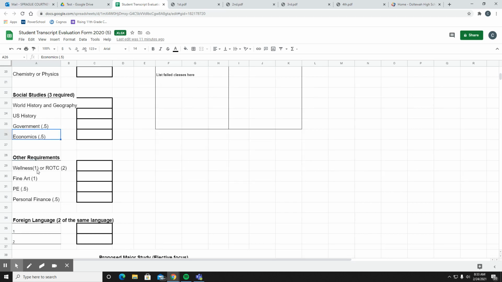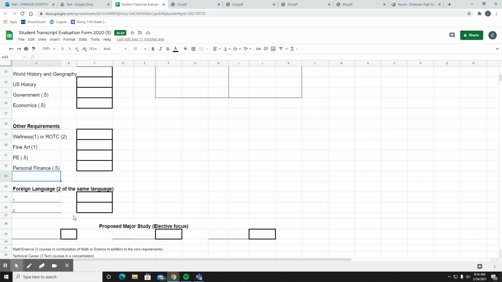For other requirements, we have either 1 credit of wellness or 2 credits of ROTC, and those are usually taken when you're a freshman. For fine art, students have to have at least 1 fine art in order to graduate. The fine arts at our school are art, art history. We used to have theater, choir, band, and then general music. So you have to have 1 of those. Half credit of PE and half credit of personal finance are usually taken together when you're a sophomore. So if you're going to be a sophomore, you're going to want to request those.